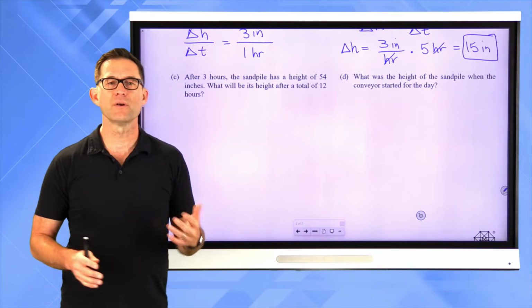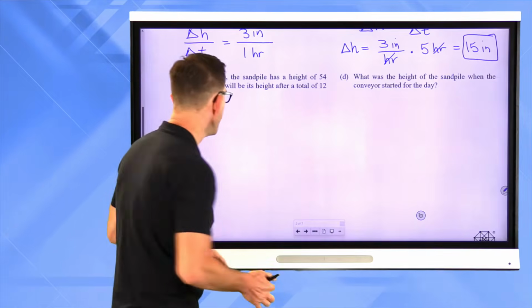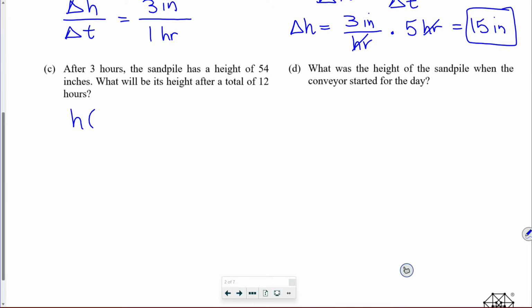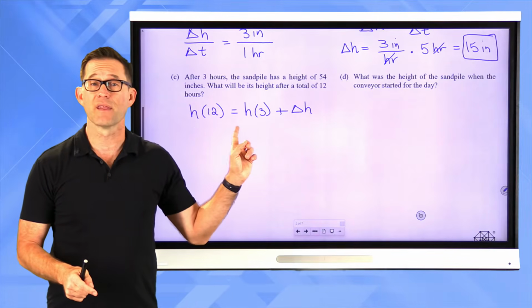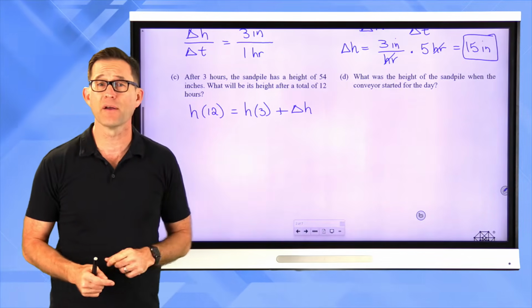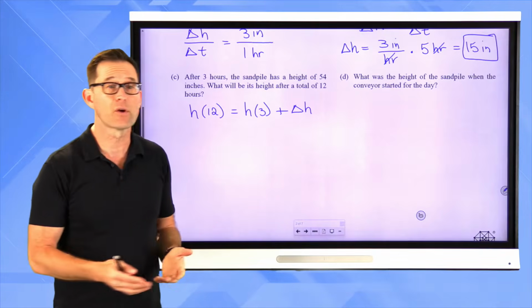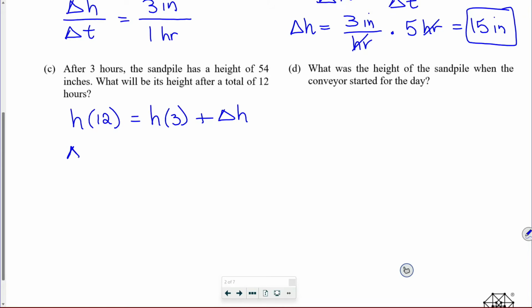I'm going to use a little function notation, a little delta notation right here, right? So I want the height after 12 hours, a little function notation, and that's going to be really the height after 3 hours plus the change in height that occurs from 3 hours to 12 hours, right? Simple as that, right? So the height after 12 hours is going to be the height after 3 hours plus however much the height has changed. Well, let's figure that out. Right now, we know that the change in time between 3 hours and 12 hours will be 12 minus 3, or 9 hours.